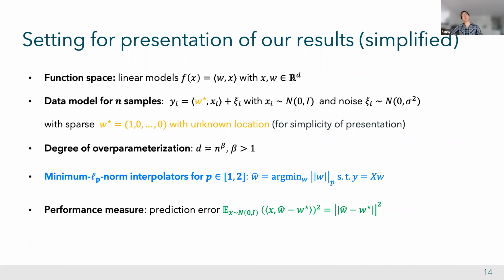If beta is equal to 1, we have the interpolation threshold, and as beta grows beyond 1, the dimensionality is much larger than n. And what we consider are minimum Lp norm interpolators for p between 1 and 2. So we have a strictly convex problem, so we have a unique solution. And then the performance measure will be the prediction error. In the case of isotropic Gaussians, the prediction error is equal to the estimation error. That's also interesting because then you can also look at robustness, etc. I'm not going to talk about this, but yeah.